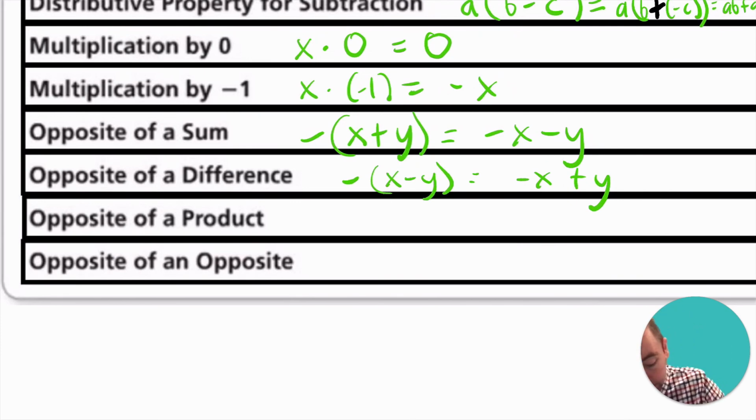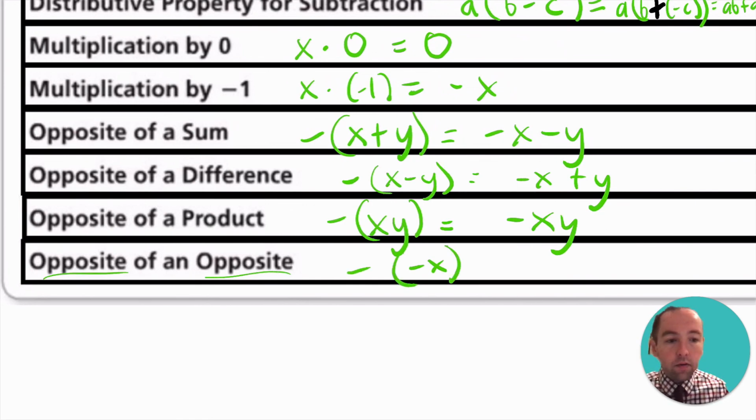Opposite of a product, so a product, of course, means to multiply quantities, and so then if I wanted to take that and negate that, that's going to be the same thing as just -xy. And then finally, opposite of an opposite. So if I have some number like x, right, but then I was going to take the opposite of x, then I'd have -x, and then I want to take the opposite of that opposite, so do a negative of that opposite, and that's going to give you the original number that you had to begin with that wasn't its opposite.